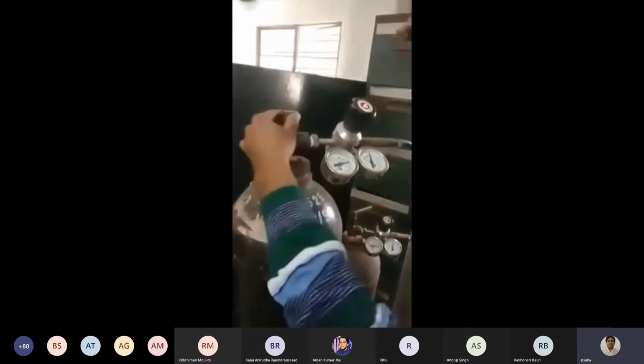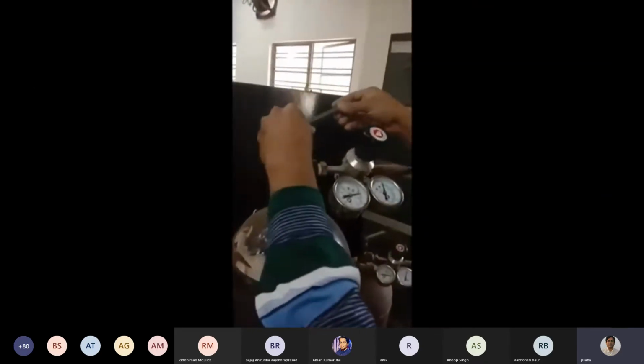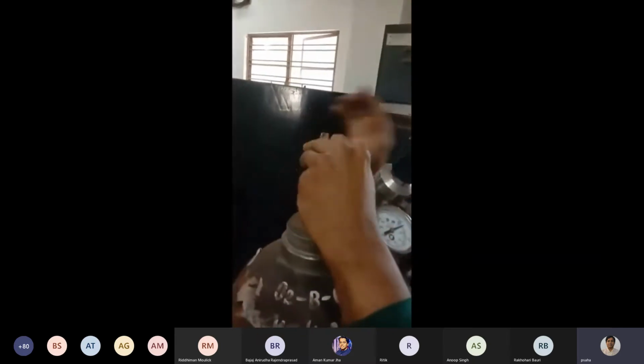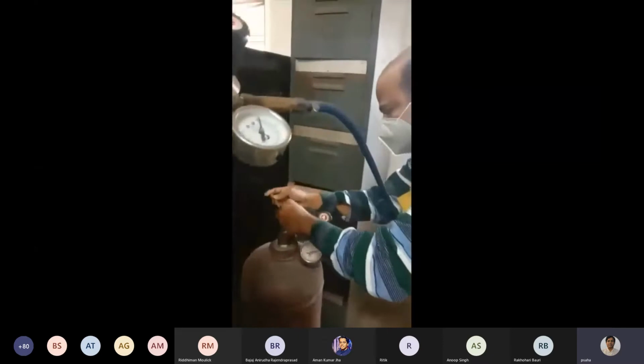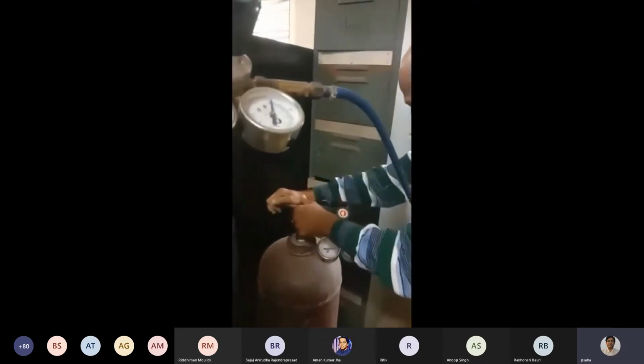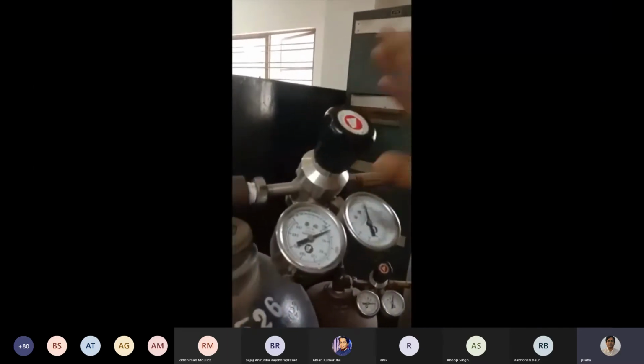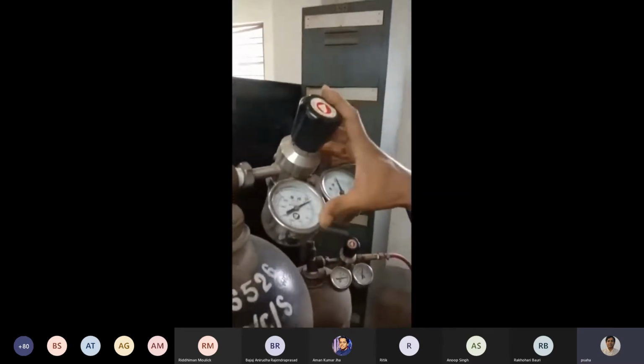This is the main valve of the oxygen cylinder, and you have to open the main valve using the valve key. And this is the acetylene cylinder, which you also have to open using the valve key. Now you have to set the pressure. This is the oxygen pressure regulator, and this is the acetylene pressure regulator.